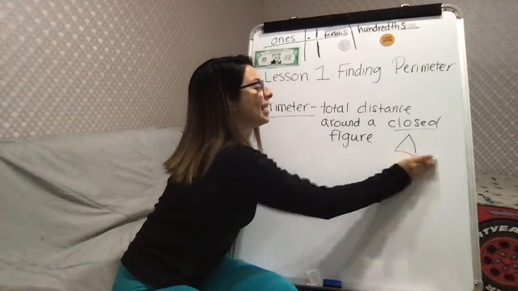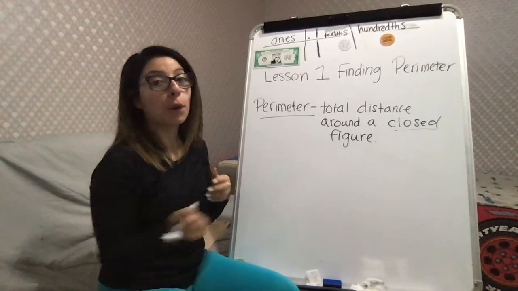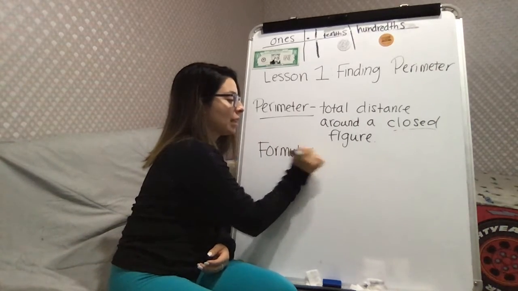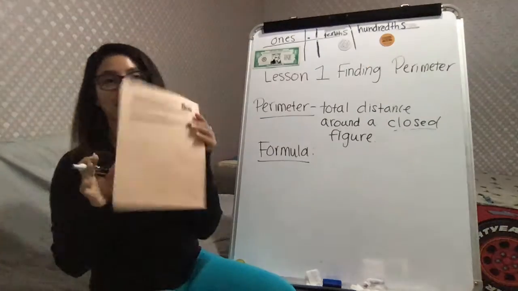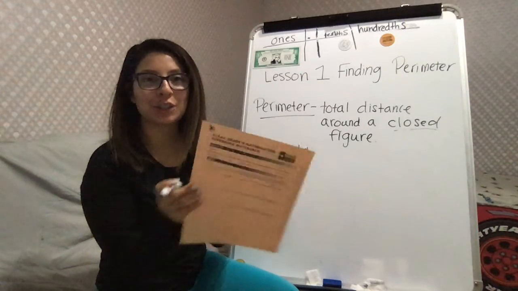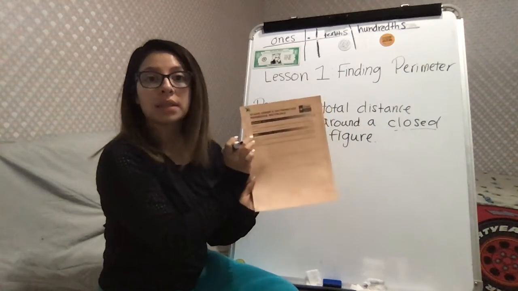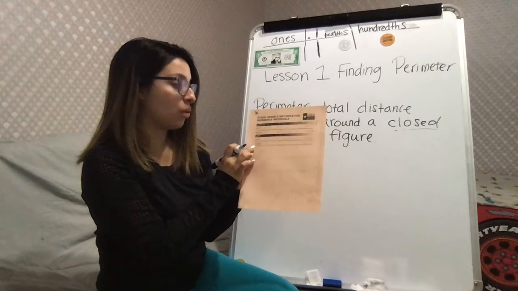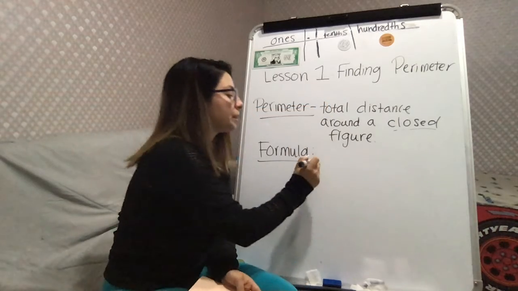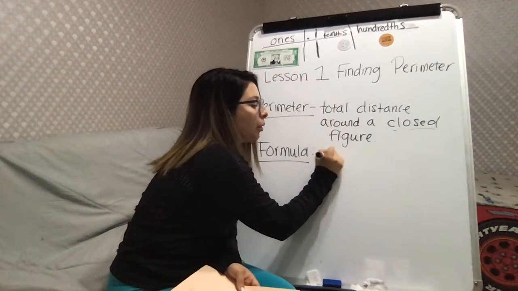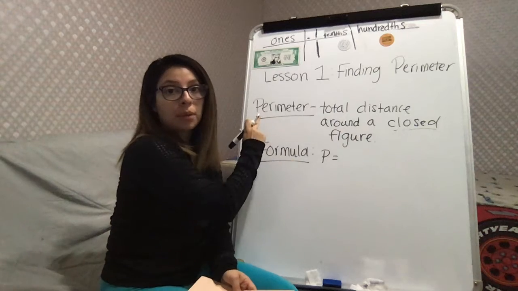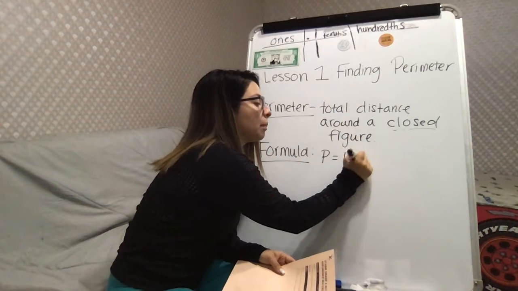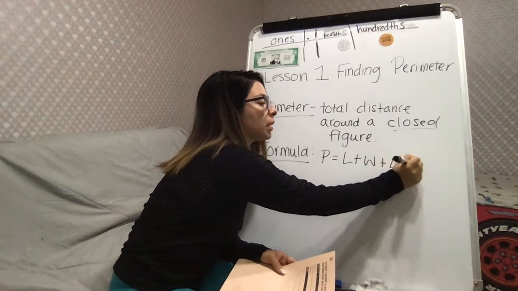Let's go ahead and discuss the formula. So formula meaning reference chart, right? We love our little star reference charts. So if you go to the back where it says area, for 4th grade, we're going to focus on squares and rectangles. So a rectangle, we're going to say the perimeter, which is P, right? Perimeter, P, equals length plus width plus length plus width.